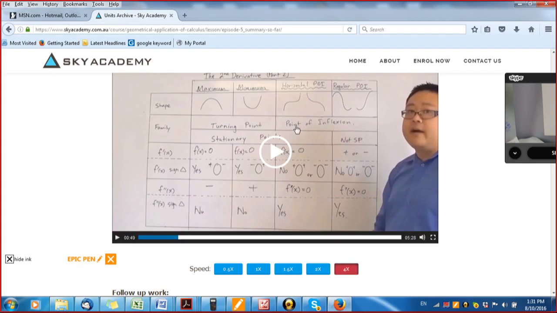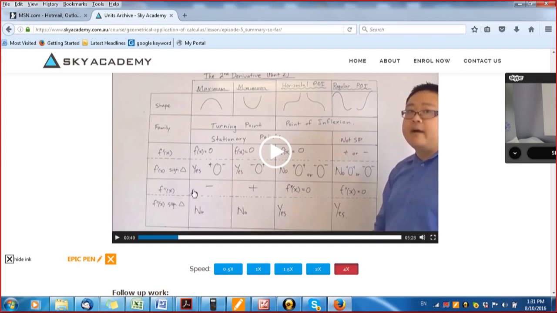Now, the first derivative for a stationary point is always equal to 0. But for a regular point of inflection, it's not. It's going to be either positive or negative.